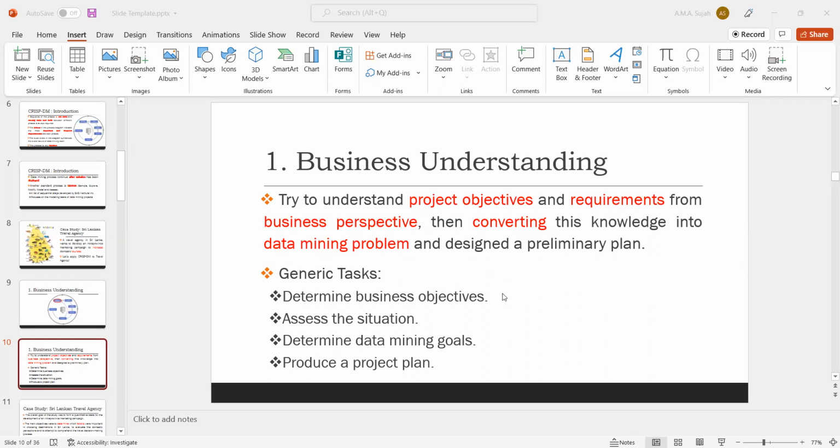Yeah, these 4 steps you must consider. What is the first step? You must find out the business objectives. Then you need to assess the situation. Based on the previous example, is it suitable to apply now?